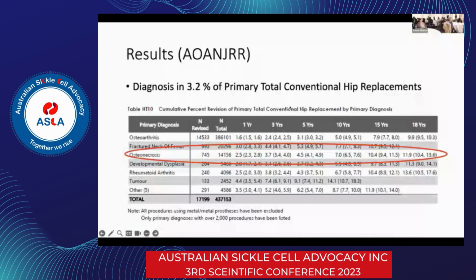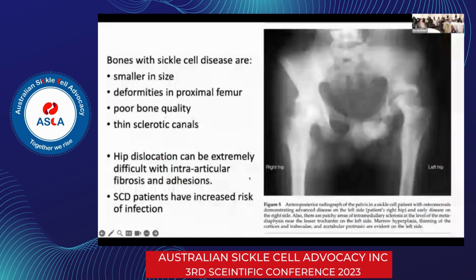In terms of how these hips go in the joint registry, there's a national joint registry that collects all hip replacements in Australia. It's been going on for nearly 2 decades. AVN of the hip comprises about 3% of joint replacements that get put in Australia, and they've got a very good revision rate.